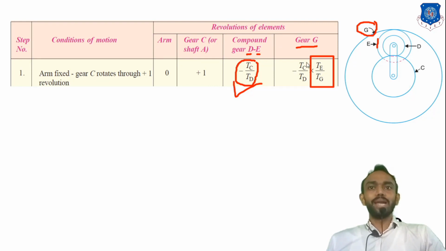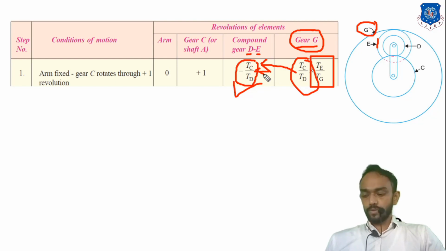So you can write the minus TC upon TD. Okay, so we have to write the RPM from this point. In compound, remember that whenever you write any gear after the compound, you have to write the ratio or speed of this compound here.